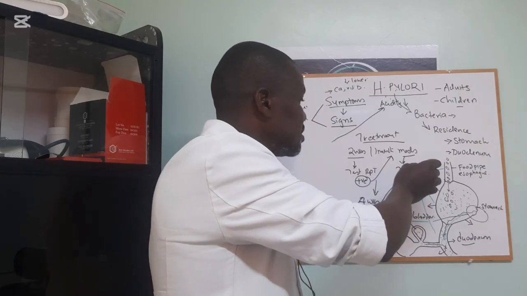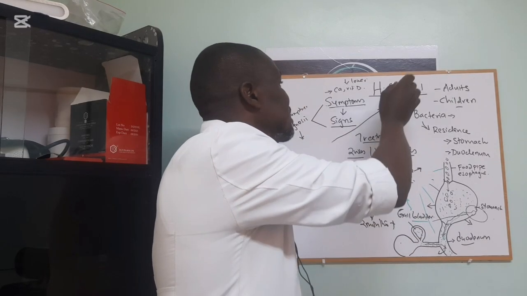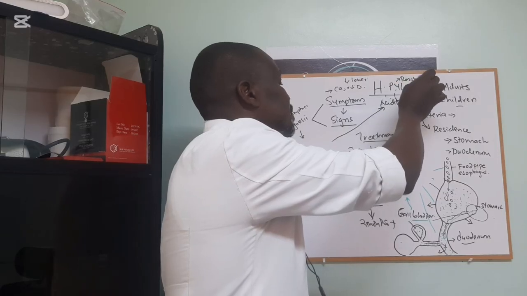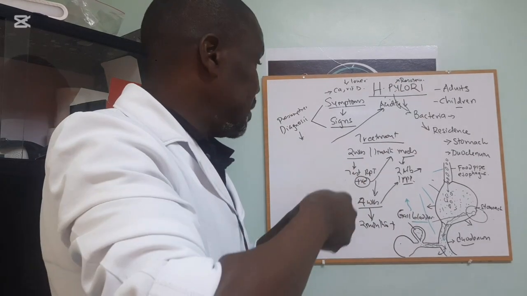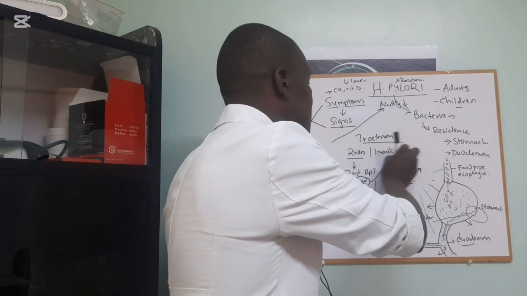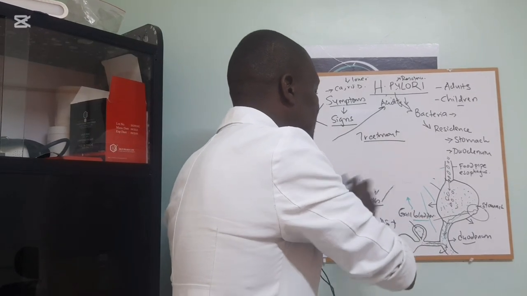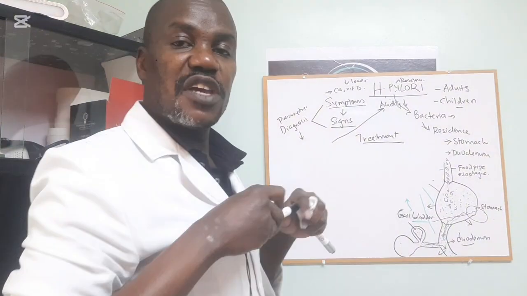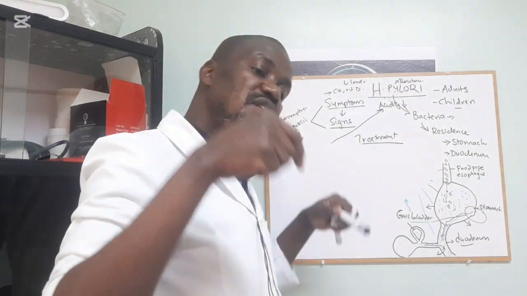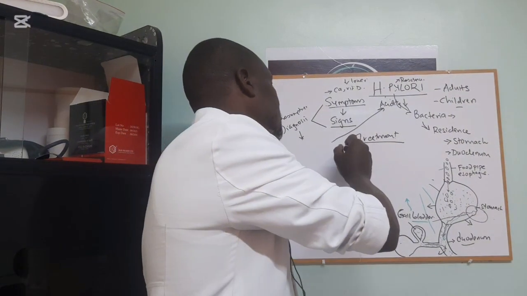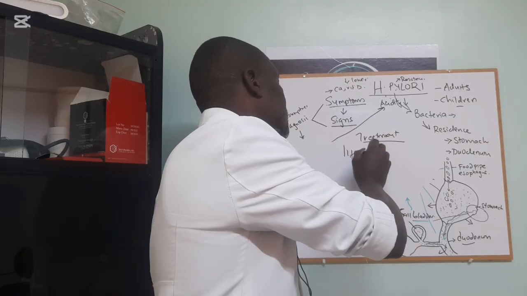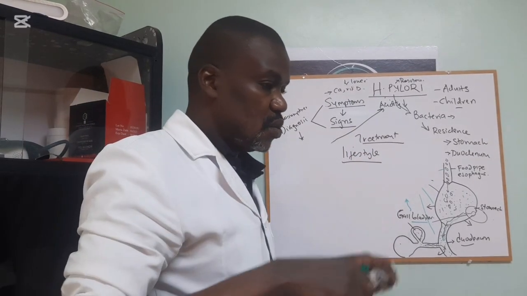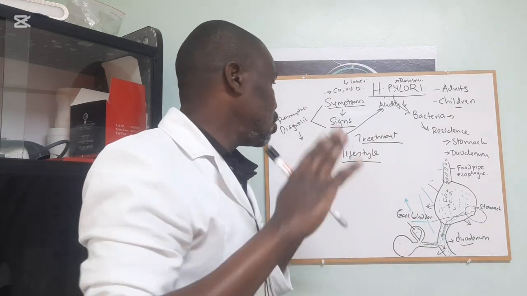The reason antibiotics are usually combined is because this bacteria tends to develop resistance to antibiotics. So that is one aspect of the medical treatment, the drugs. And then the other treatment is lifestyle modification, based on what you eat, what you drink, the periods of hunger, and all those things.